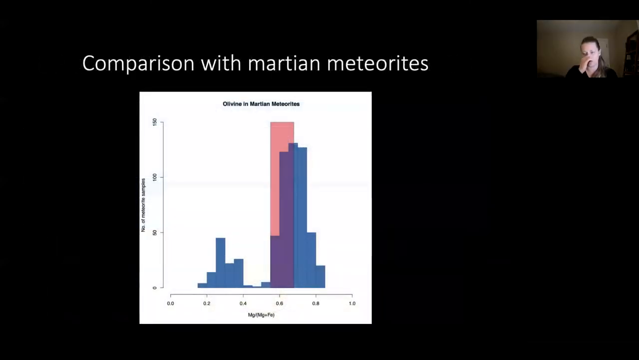Here we see the compositional distribution of Martian meteorites in blue with the range of CheMin samples in red. You'll note that there's a bimodal distribution of high and low magnesium olivines in the meteorites and that the CheMin samples trend on the lower end of the high magnesium meteorite olivine.